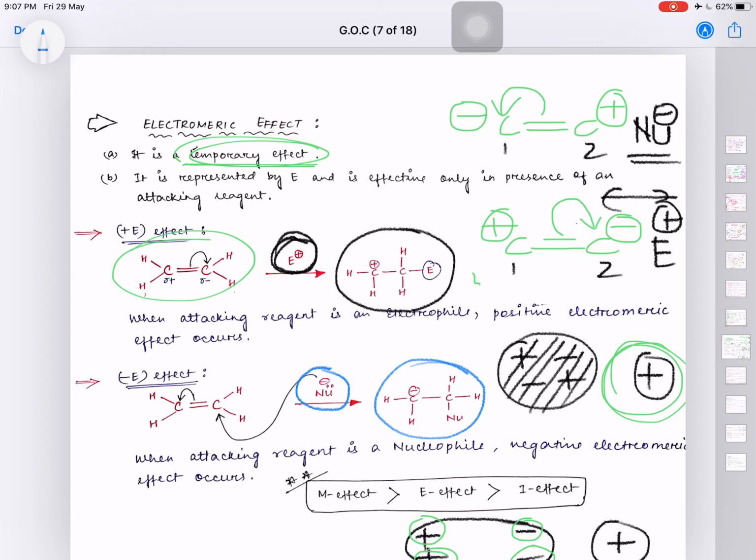So these are the two types of electromeric effect that are possible. If you use an electrophile, it is called the positive electromeric effect, because we get a carbocation, meaning positive charge. If it is a nucleophile, we get a carbanion, so it is a negative electromeric effect or minus E effect. This electromeric effect is a temporary effect, because it is only possible if you give electrophiles or nucleophiles, an external agent. As soon as you remove the electrophile or nucleophile, you get the alkene back. That's why this effect is temporary.